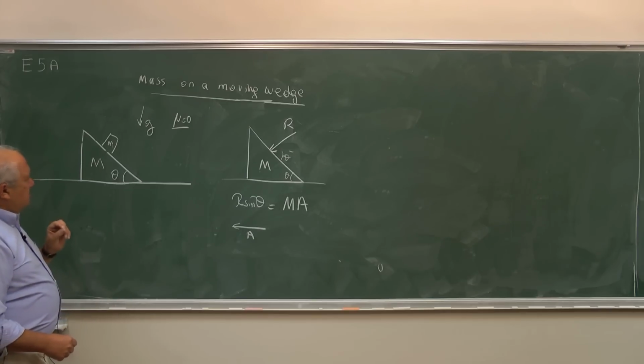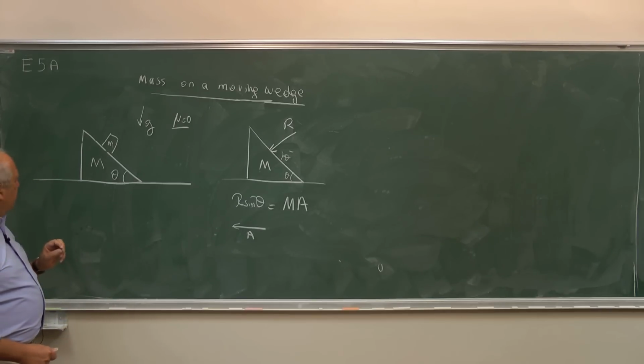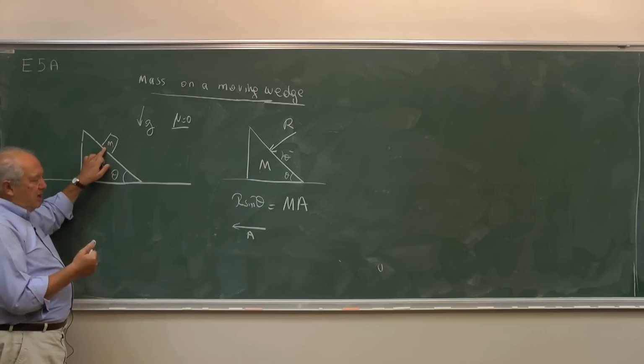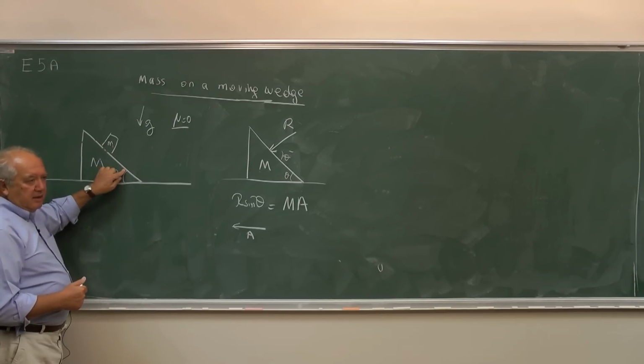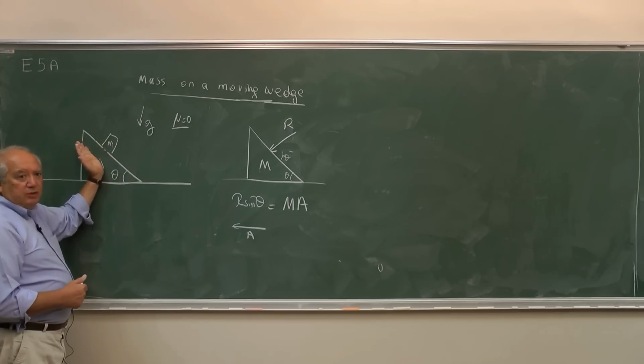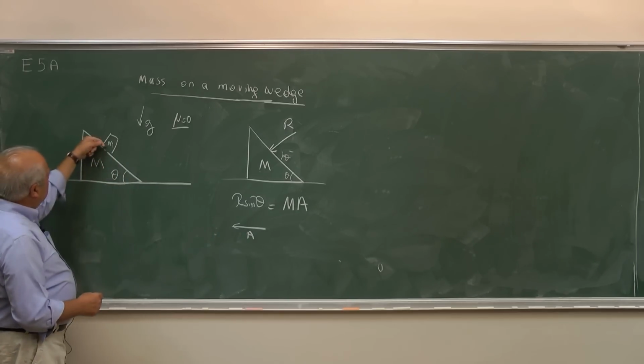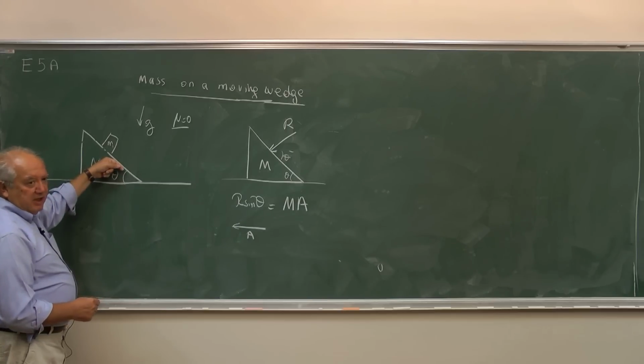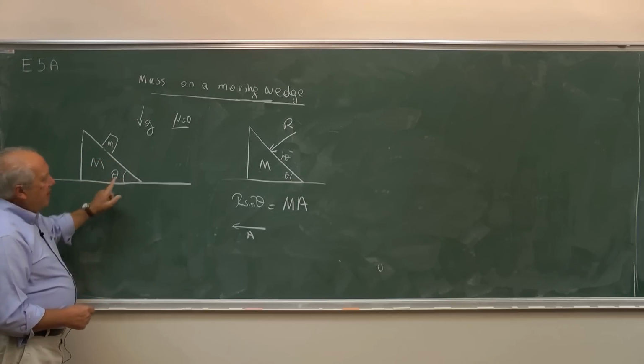The problem is with the kinematical constraint. M is constrained to move down the plane along this line. But this thing is moving to the left. Therefore, if you look from outside, it is not going down the inclined plane with angle theta.